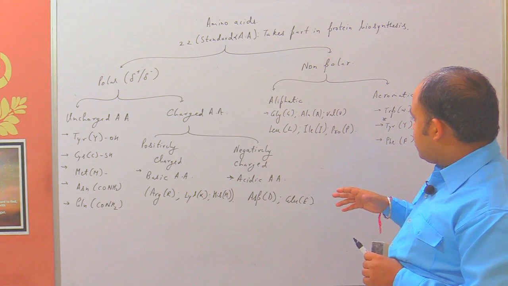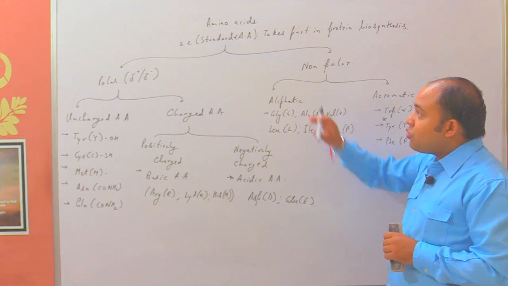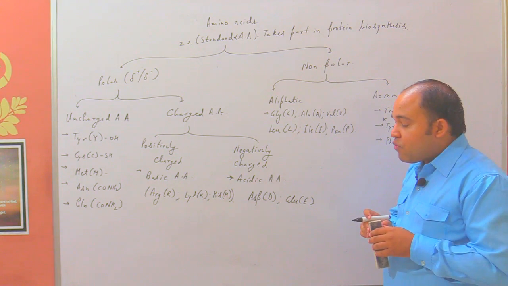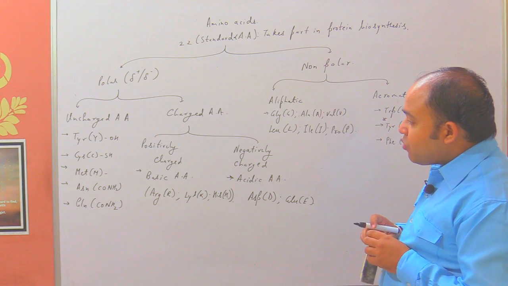So let us just count the number of amino acids. Now we have other different amino acids. As I told you, there are two other distinct amino acids which have also been included. One is referred to as selenocysteine, another one is referred to as pyrrolysine.